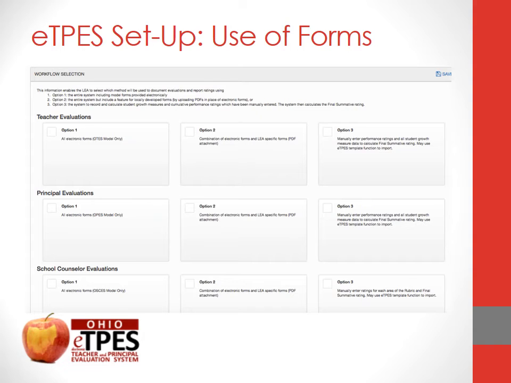Regarding the use of forms in ETPES, there are 3 options. Option 1 is where the district would be only using state or ODE forms. Option 2 would be where the district would use a combination of state and local forms. And finally, option 3 would be where the district would be entering the ratings and student growth measures or metrics of student outcomes data.